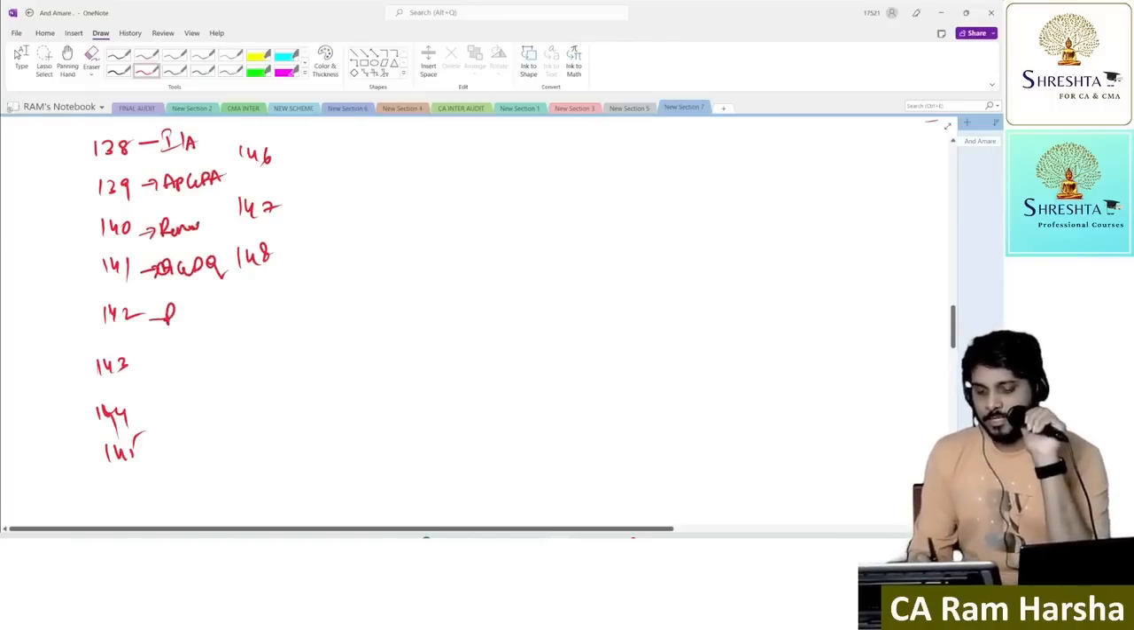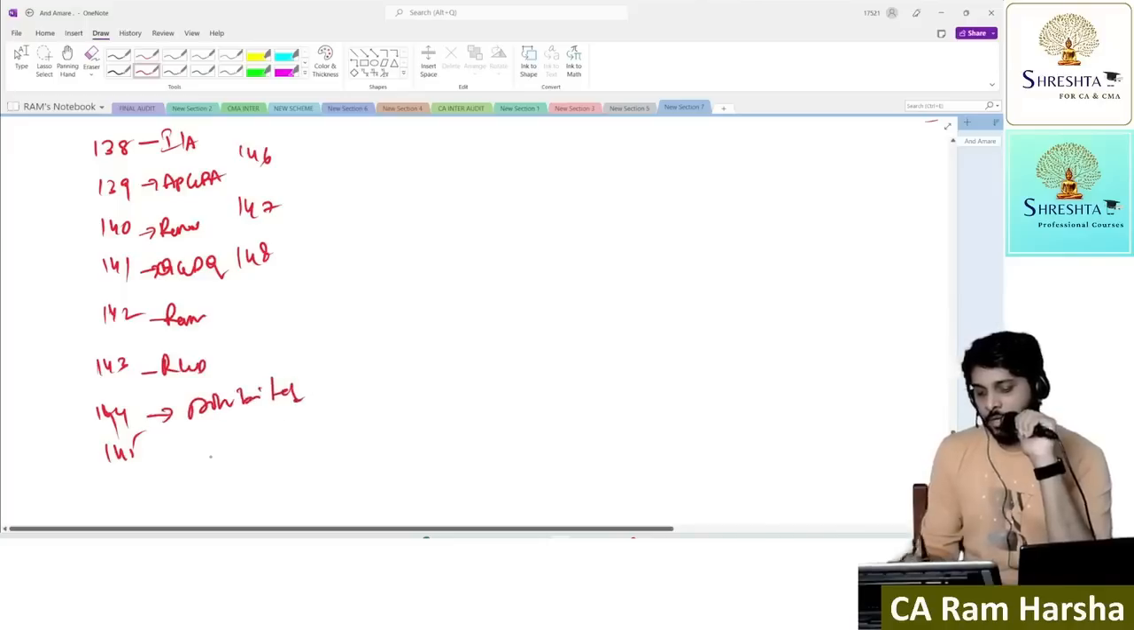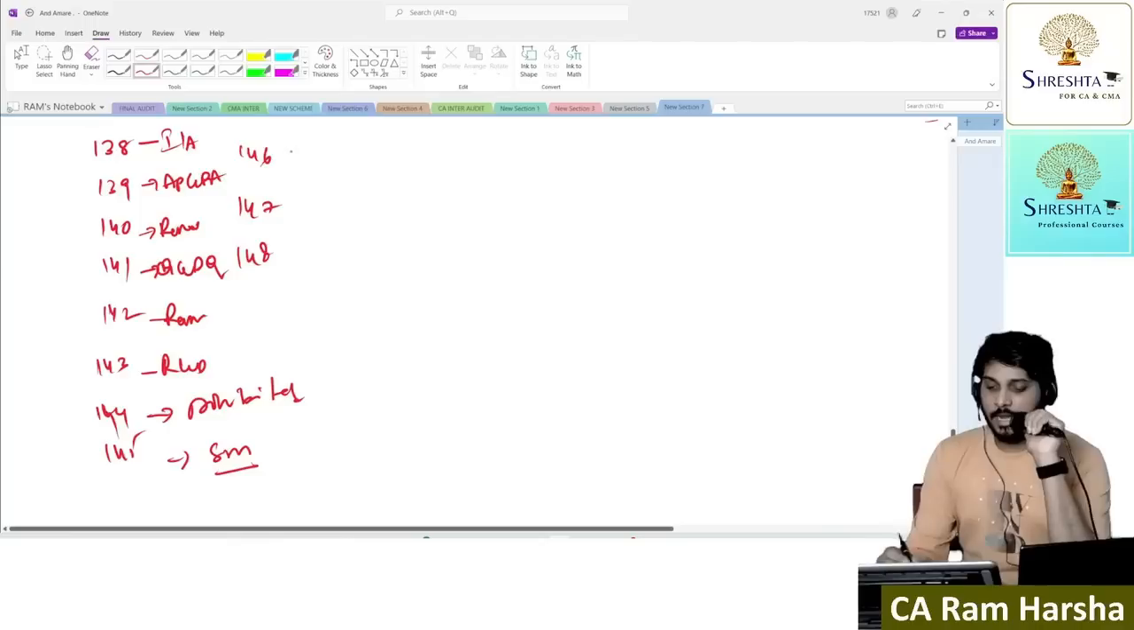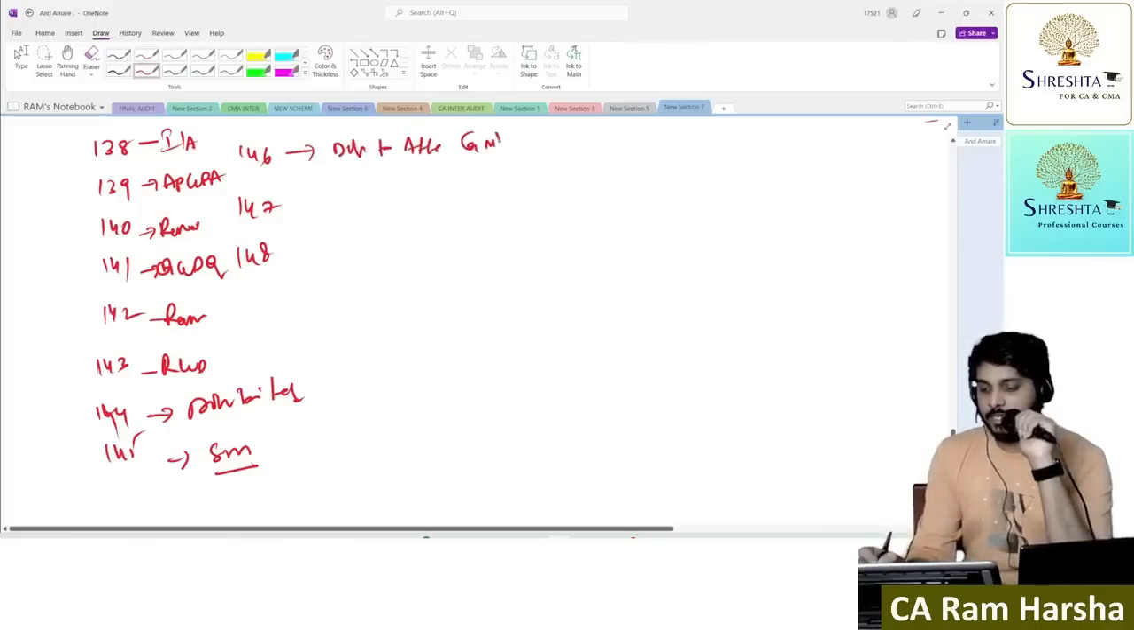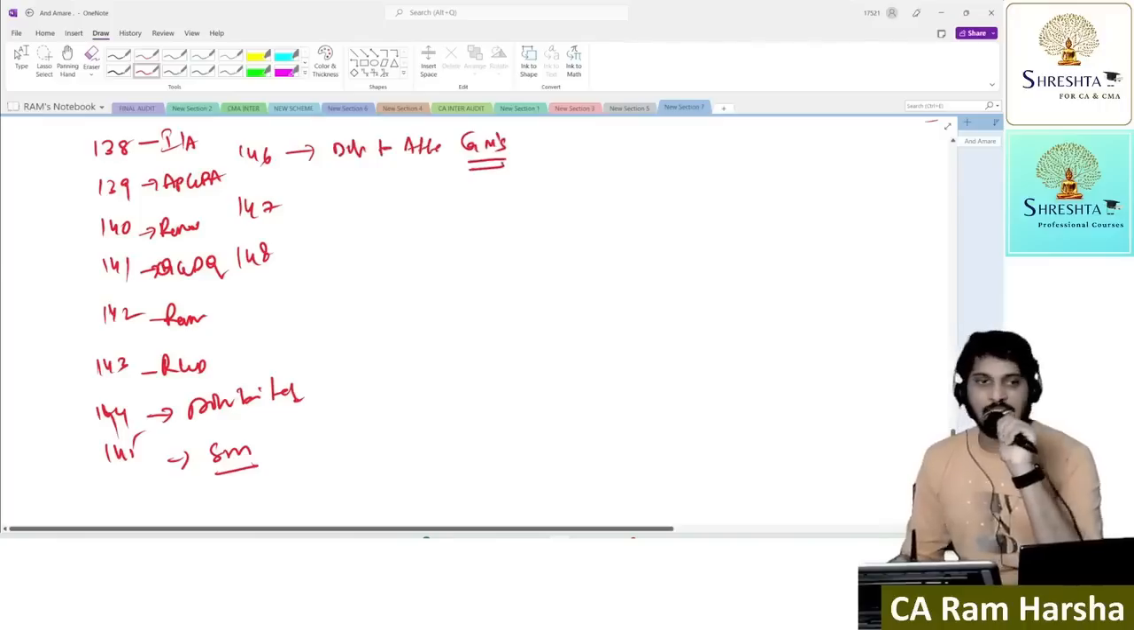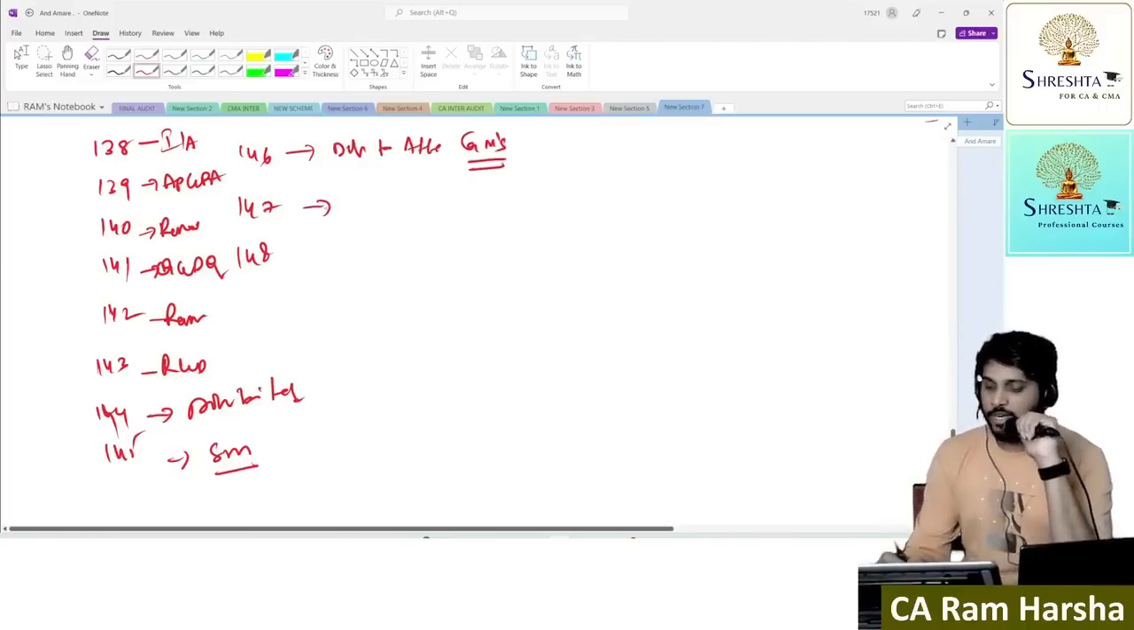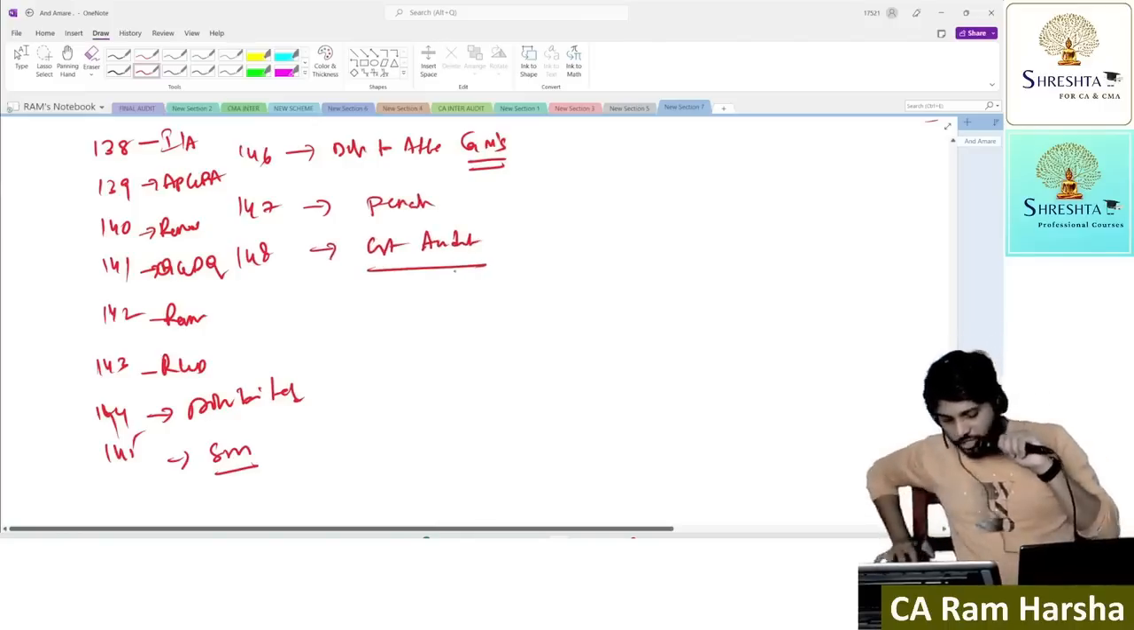Correct? This is regarding remuneration of auditor, rights and duties of auditor, prohibited services, yes or no? And this is regarding signing of the audit report, duty to sign. And this is regarding duty to attend general meetings, not AGM. General meetings, everything is covered. 147, penalty provisions. 148 is regarding cost audit.